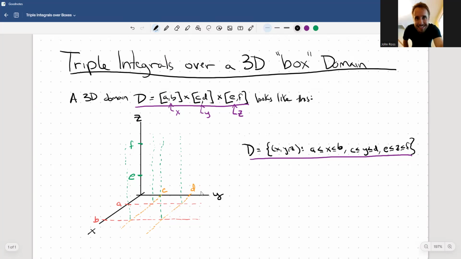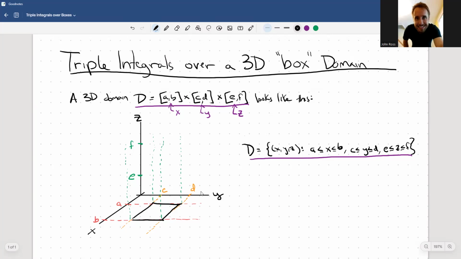Much like with my two-dimensional domains, I'm taking my a to b and extending it perpendicular to my x-axis. I'm also taking c to d and extending them perpendicular to my y-axis. So what I see down here, it's similar to my two-dimensional rectangular region R that we've seen previously. And so I have that drawn down here in this region over here.